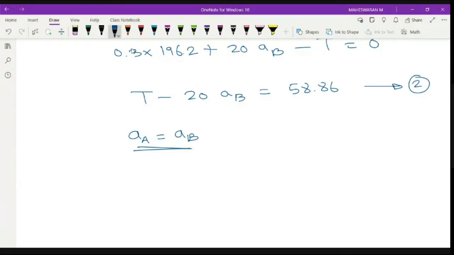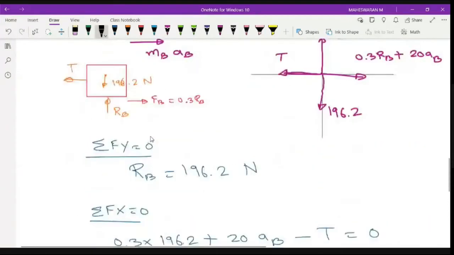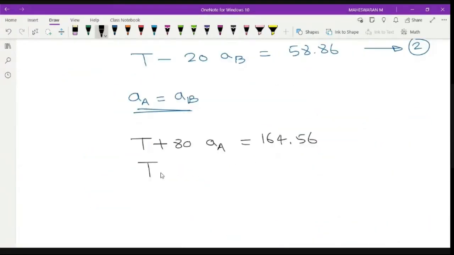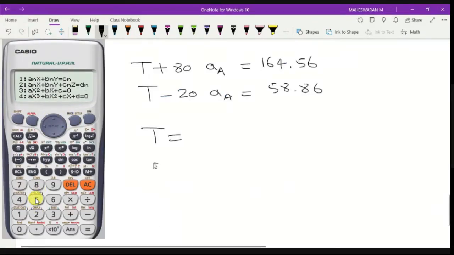So now I have two equations, and you can easily solve them. The first equation is T plus 80 aA equal to 164.56, and the second equation is T minus 20 aA is equal to 58.86. Can you solve it and identify the value of T and what your aA is?